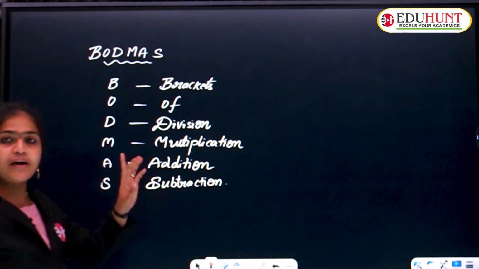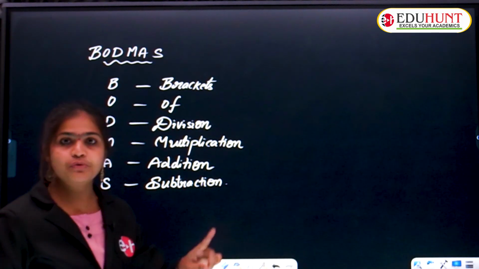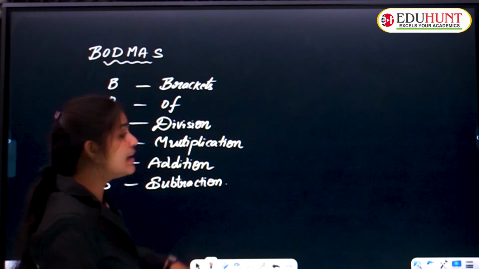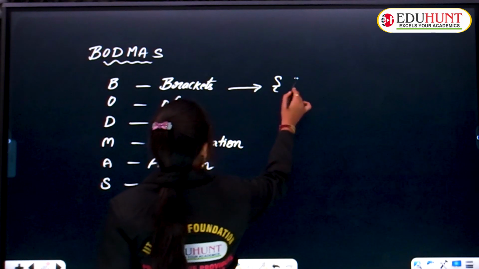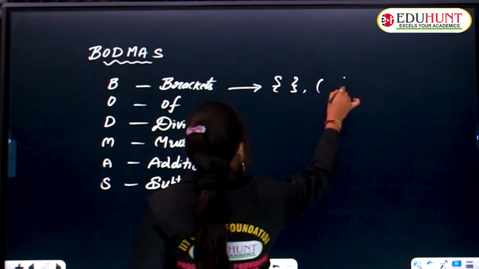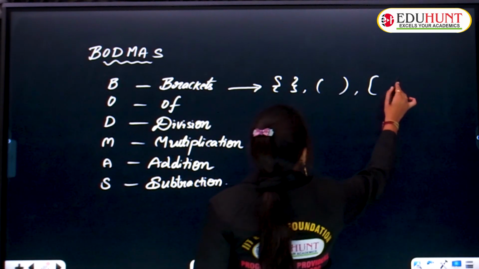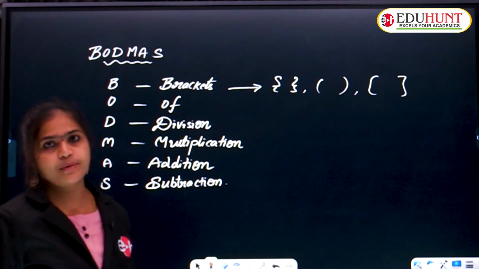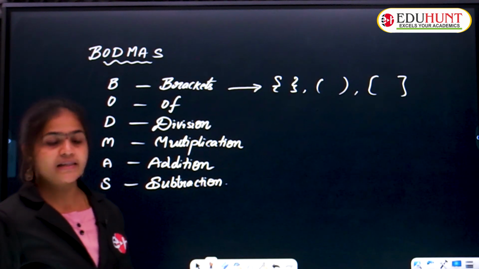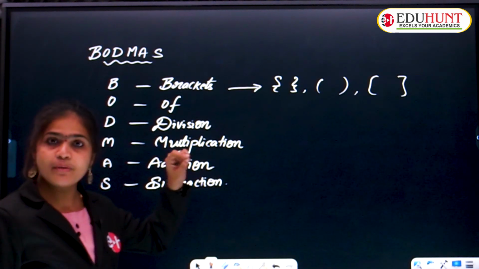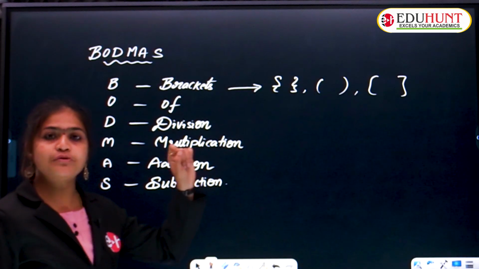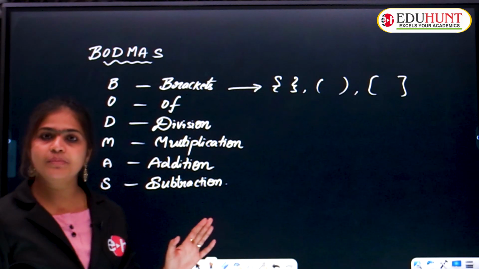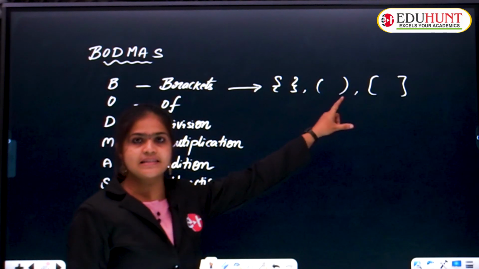First, which one we have to perform? First we have to simplify the numbers which are inside the brackets. Brackets means parentheses, and in the same way square brackets, flower brackets. Any kind of brackets. First we have to observe which numbers are inside the brackets and simplify that. Whatever the fundamental operation inside the brackets, first we have to simplify the brackets.